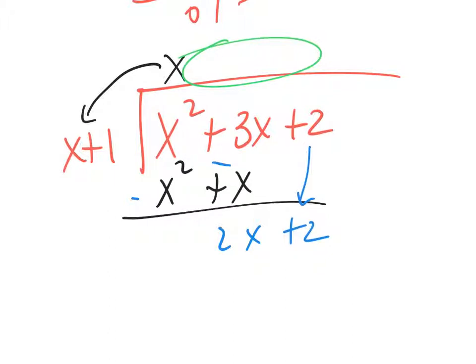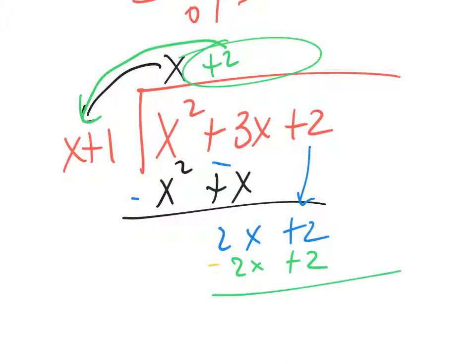Plus what? Plus 2. Then the 2 can be multiplied by all that. Notice both parts. Can't just multiply by randomly one of them. You've got to multiply the 2 by both of them. So it's 2x plus 2. Draw a line. Opposite, opposite. And it becomes 0. Yay, there's no remainder. And it worked. I did long division.